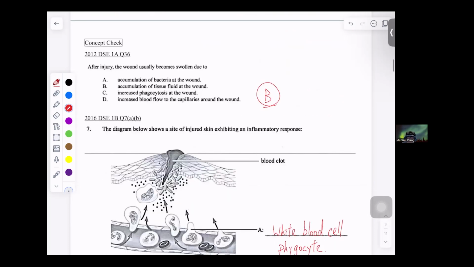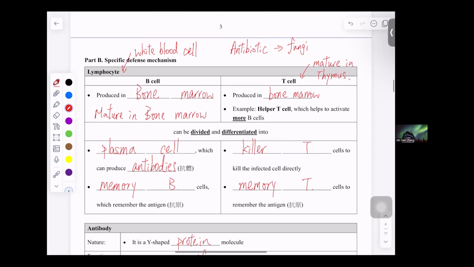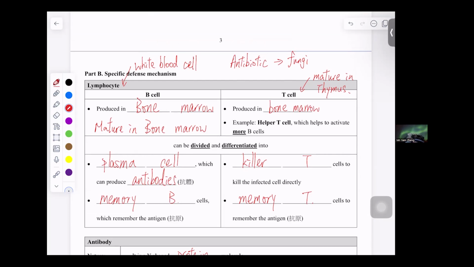Okay, now we'll move on to the specific defense mechanism. Basically, we are focusing on the B cells and also the T cells. Both of them are formed in the bone marrow. But the mature site is totally different.